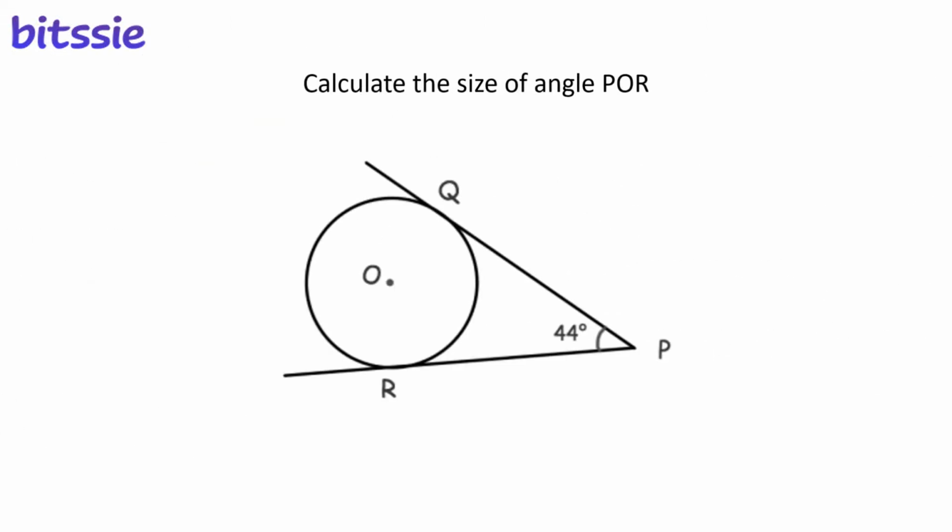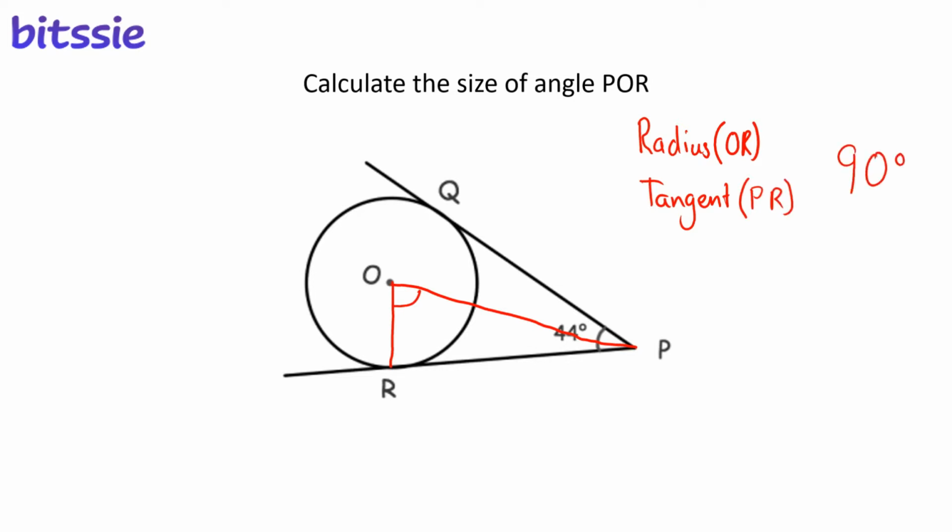We've been asked to calculate the size of angle POR. So if we connect those points up, O and R, and O and P, we see that this is the angle that we need to calculate. And if you recall, there's a theorem that says the angle that connects a radius, in this case OR, and a tangent, in this case the line PR, is 90 degrees. So we can mark this angle, ORP, as 90 degrees.